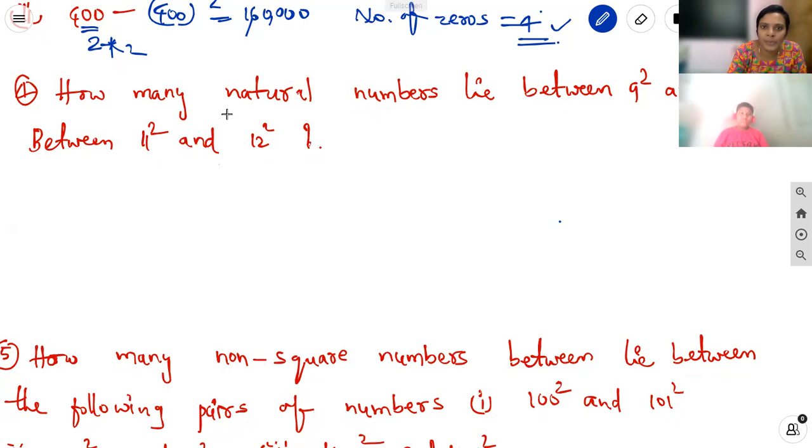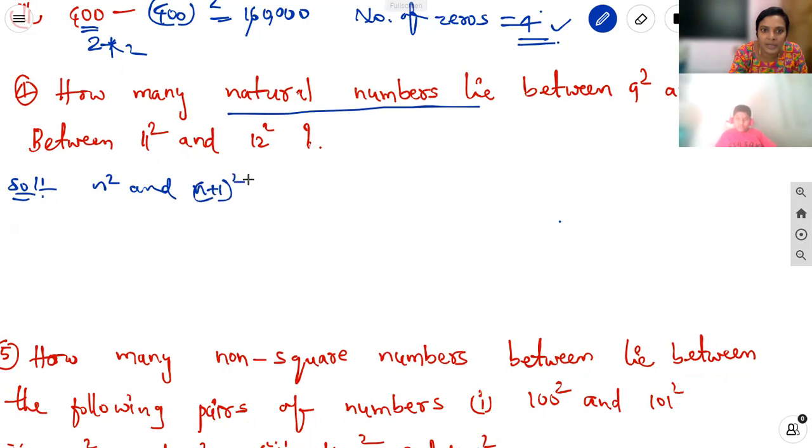Fourth problem. How many natural numbers lie between 9 square and 10 square? We know that n square and n plus 1 whole square having 2n natural numbers in between. That is the condition.